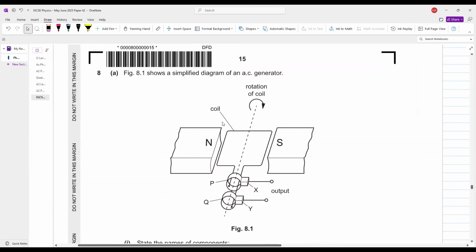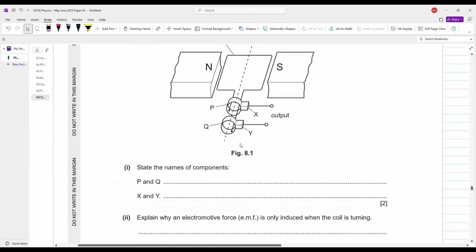Now, let's see this question. Figure 8.1 shows a simplified diagram for an AC generator. State the name of components P and Q. Slip rings. Why slip rings? Because this is an AC generator. What are X and Y? Carbon brushes.